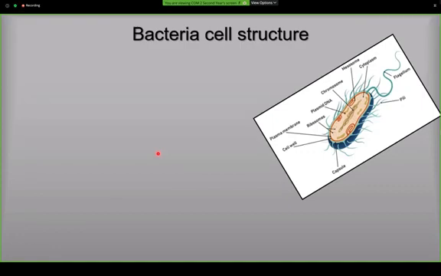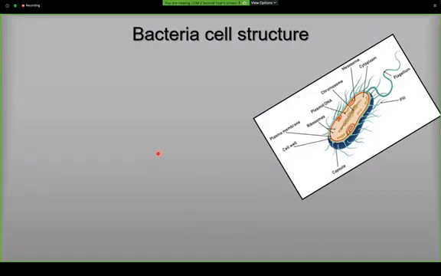And I'm not good at drawing, so don't mind. If I think of how we discuss those details, the bacteria have several structures.